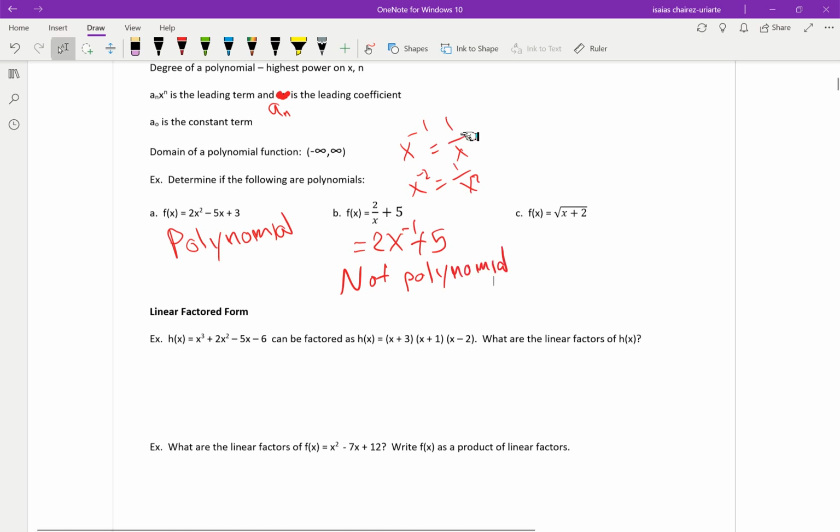Okay, what about the last one? Is it a polynomial or is it not? This one's definitely not a polynomial.